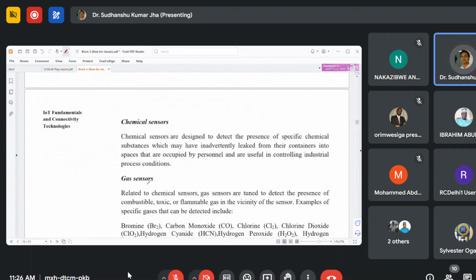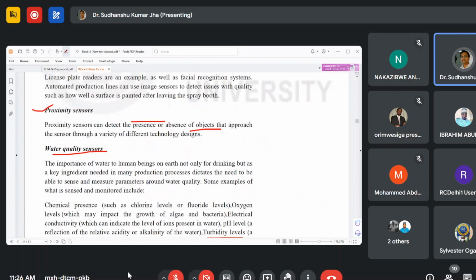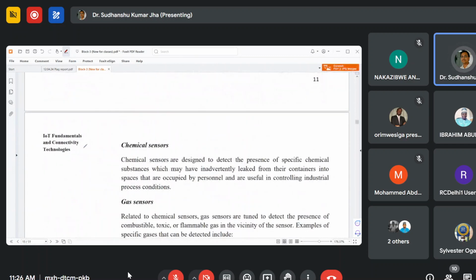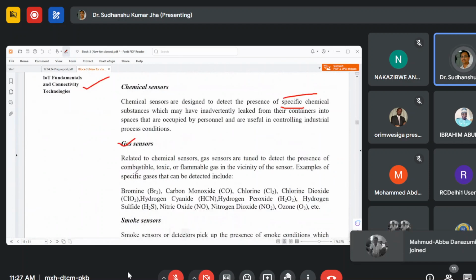So you need to understand the basic working principle, and then you need to design your own sensors as well. Like we have chemical sensors. Chemical sensors basically detect the presence of a specific chemical in a substance. Similarly, we have gas sensors. Gas sensors basically detect the presence of a gas.